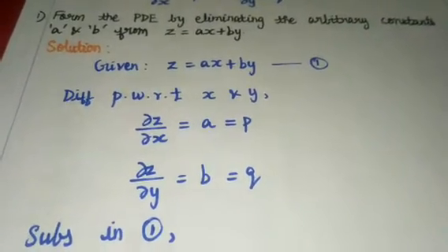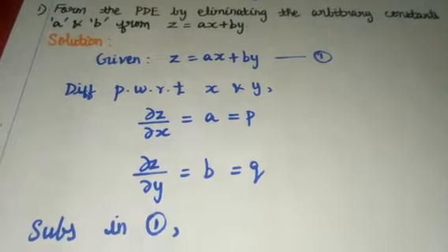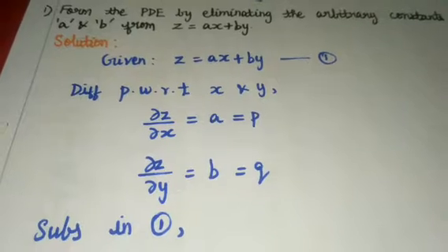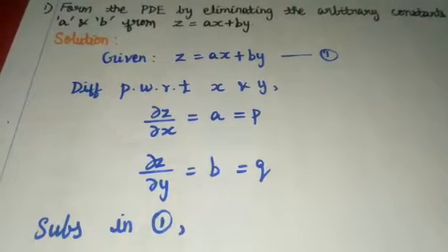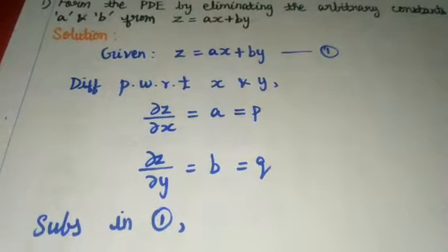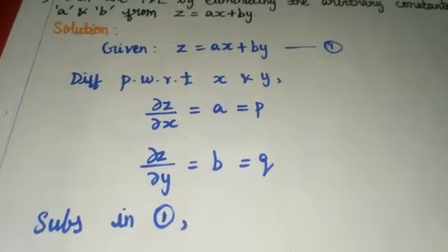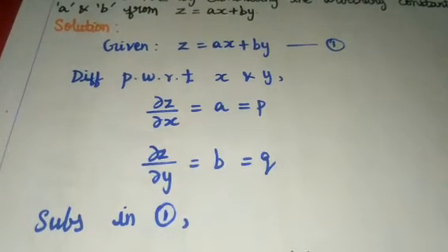So let's see some examples. Form the PDE, PDE is nothing but partial differential equation, by eliminating the arbitrary constants a and b from z equal to ax plus b. Let's take the given equation as 1. So differentiate partially this equation with respect to x and y.